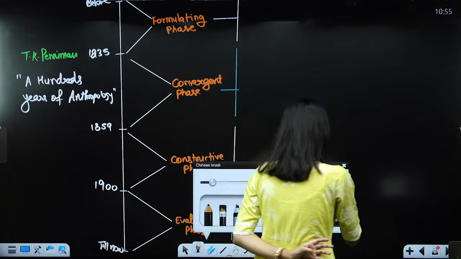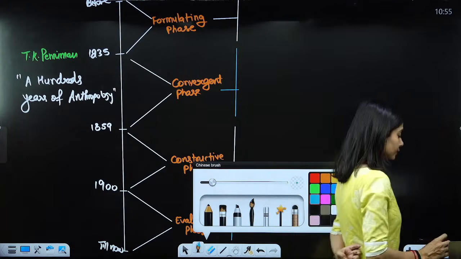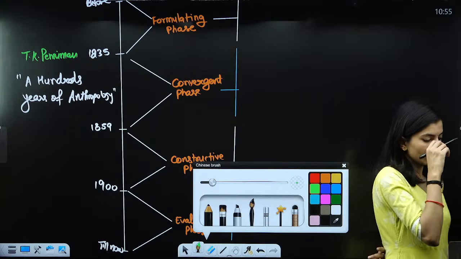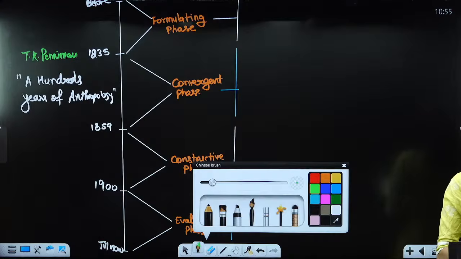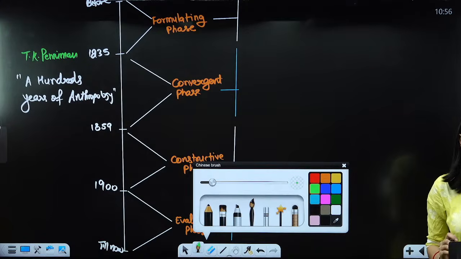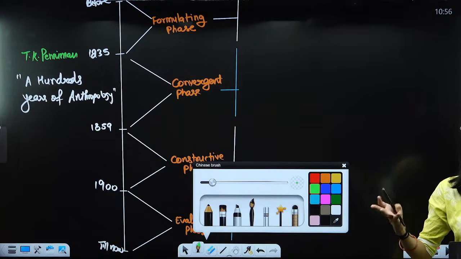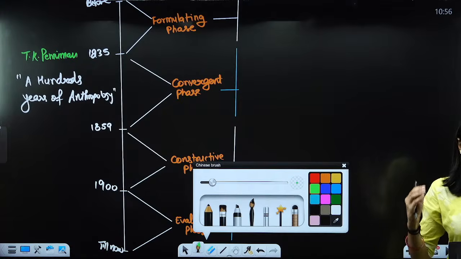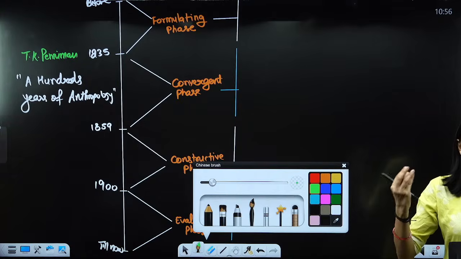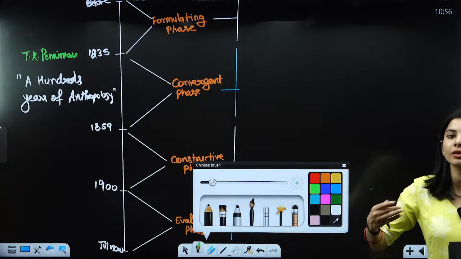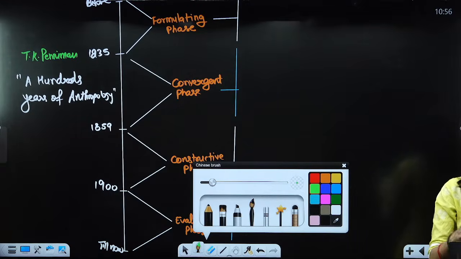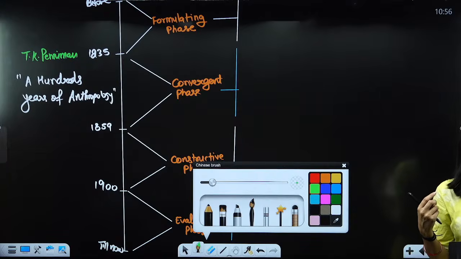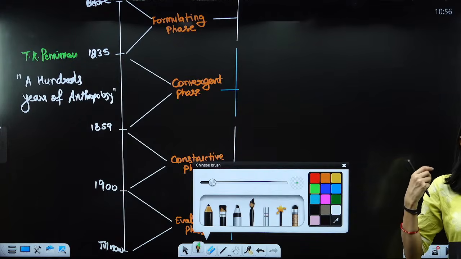Okay. Now let's move forward. So the very first part is the formulatory phase. In the formulatory phase, we saw the contribution of different anthropologists. Some anthropologists or sociologists were forming the nature of anthropology as a subject. So for that, they gave their different contributions and their different verdicts.